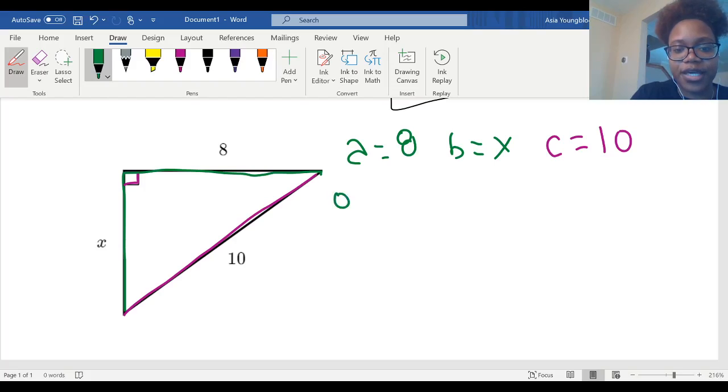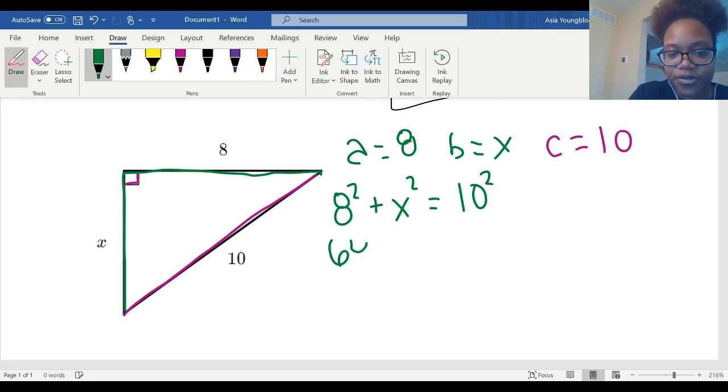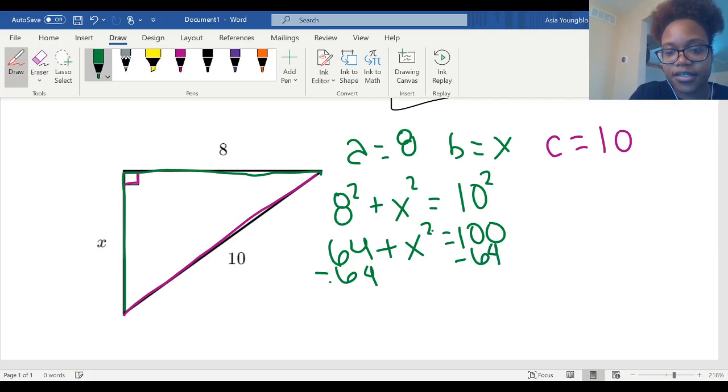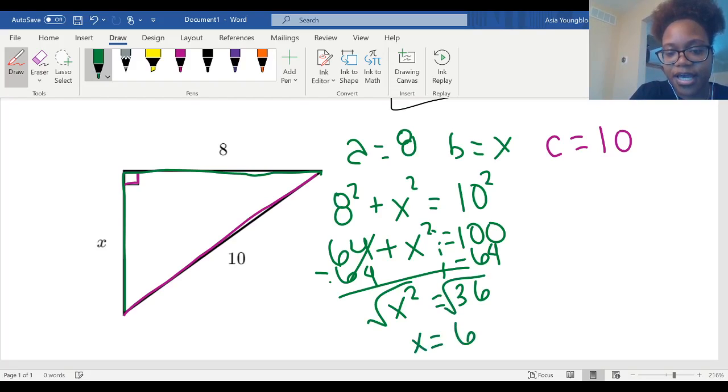So for our formula, we have A squared plus B squared equals C squared. 8 squared is 64 plus X squared equals 100. We're going to subtract 64 from both sides to get X by itself. So we get X squared equals 36. We're going to take the square root, so our final answer for this one should be x equals 6.